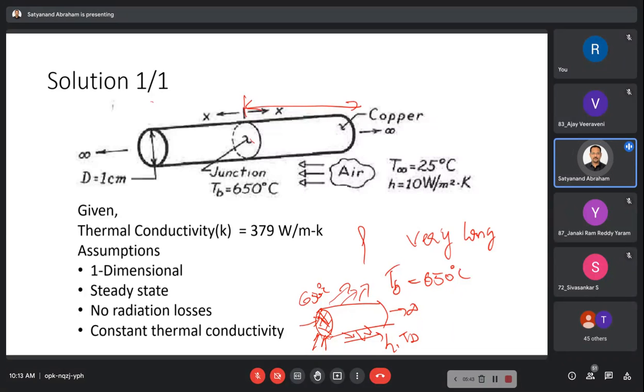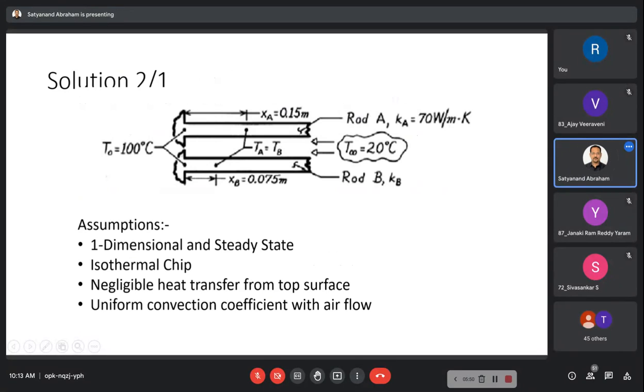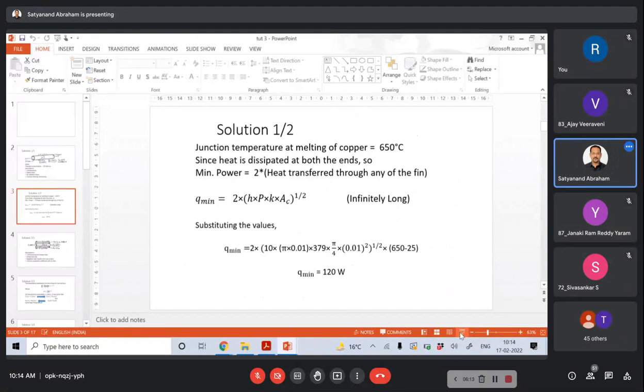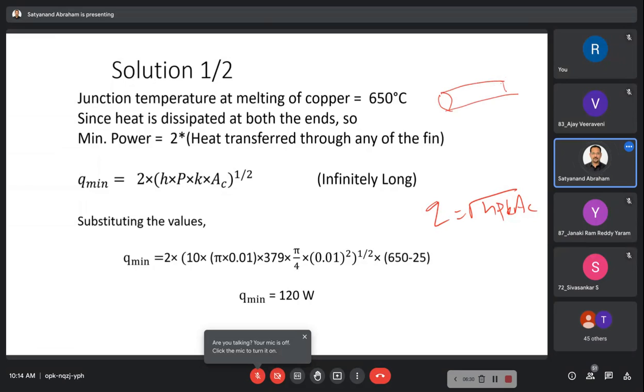Because we know the total power transmitted for an infinitely long fin, Q is equal to root of HPKAC, right? Yeah. So we know that the total heat transfer from an infinitely long fin is Q equal to root of HPKAC. And what we are talking about is from the center.